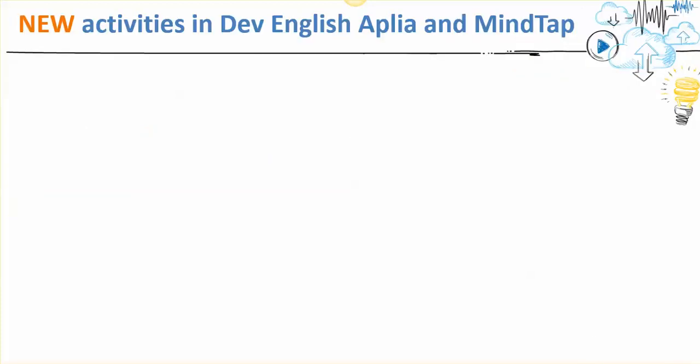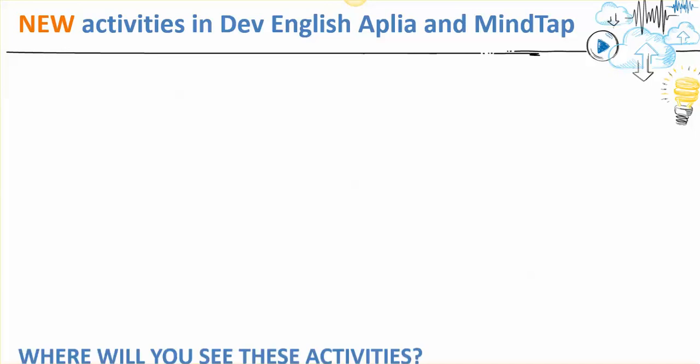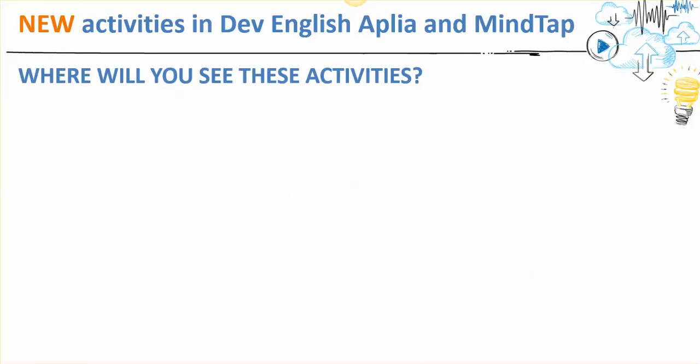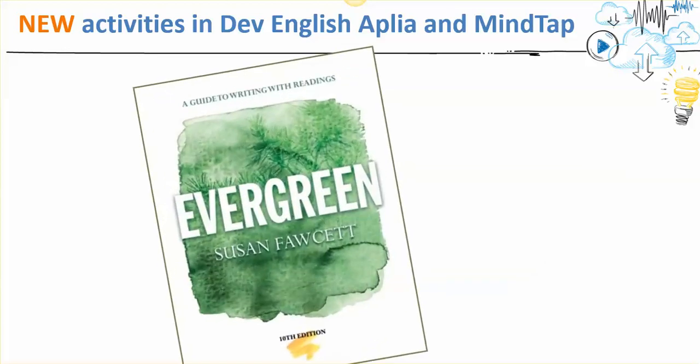First of all, you're probably wondering, okay, which course are these in and how do I know where they are? Well, don't worry, we're going to give you a nice chart that lists all of these features and which courses they're in. But I do want to point out for you where you will see these activities in some major courses. In Evergreen, the 10th edition Evergreen, it came out a little while ago.